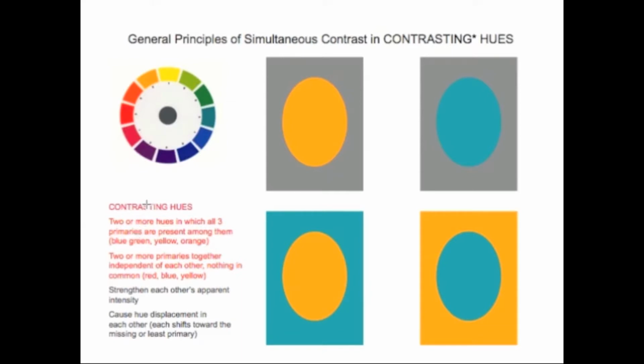Okay, so when you have contrasting or opposing hues, and they're not direct complements, they're not opposites, they are going to strengthen each other's apparent intensity rather than dull it out. And there will be a hue displacement, which means there's a shifting, a visual perception of the hue being actually different than it is. So if we look at the yellow-orange on the gray, it is not causing a shifting of hue. The only thing it's doing is causing this to appear a little lighter.